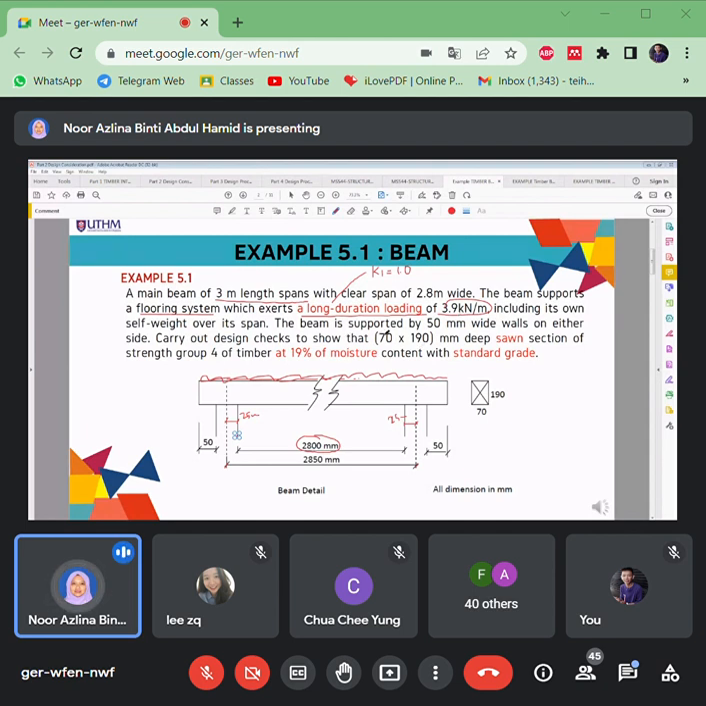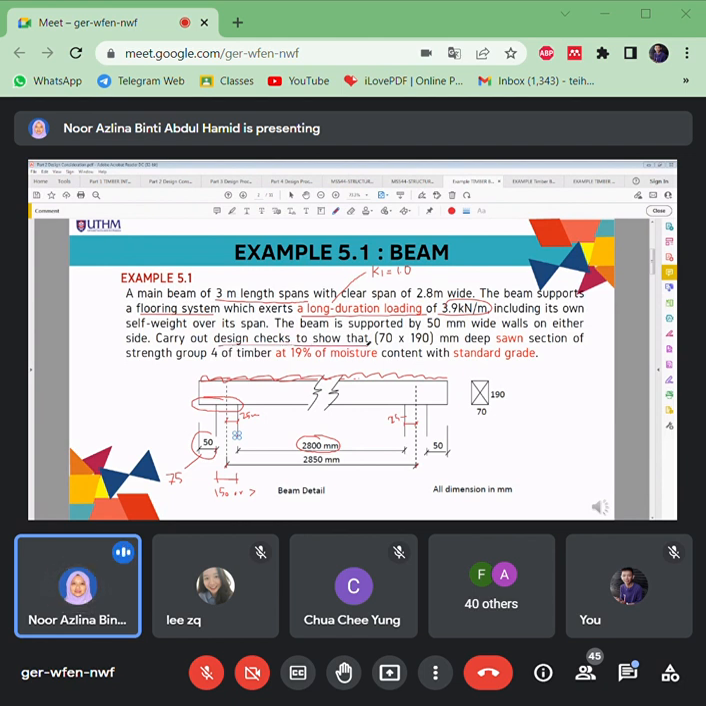The beam is supported by 50 mm wide walls on either side. So this is about the bearing that you need to consider. Is the support here 150 or more than it, and this one also, is it 75 or less than it, right?